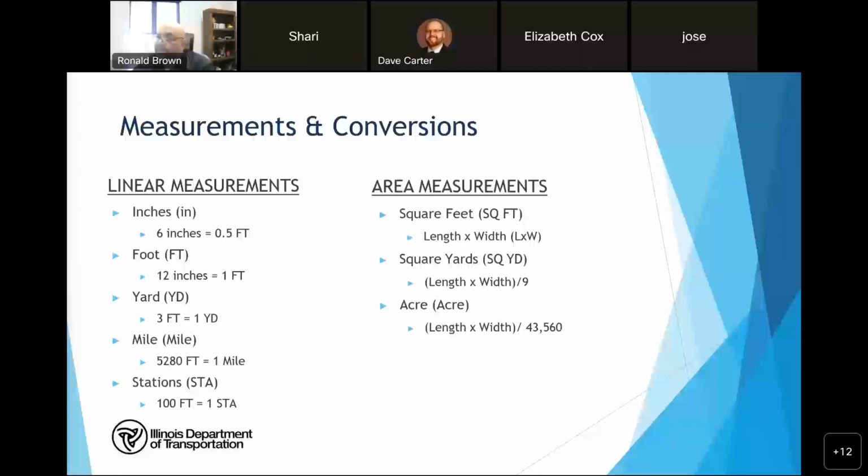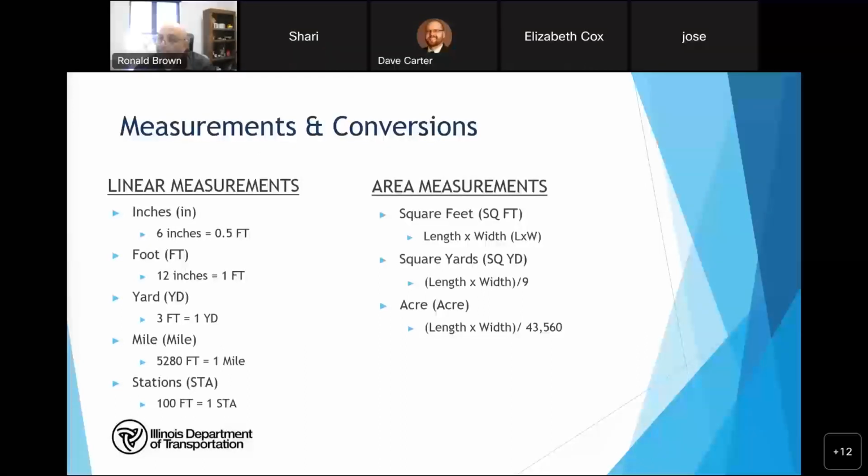Typical measurements and conversions that you may encounter. Just listed them here. For example, 6 inches is half a foot, 0.5. 12 inches equals 1 foot. In construction, they typically don't use inches in measurement. Most engineers use what they call an engineer's tape, which is calculated in tenths of a foot.